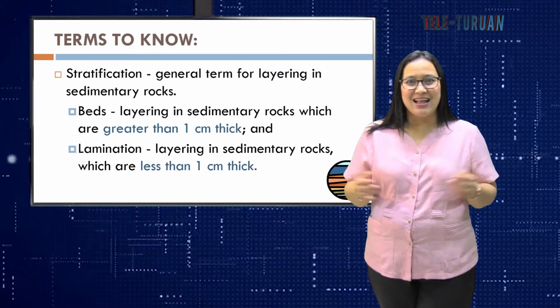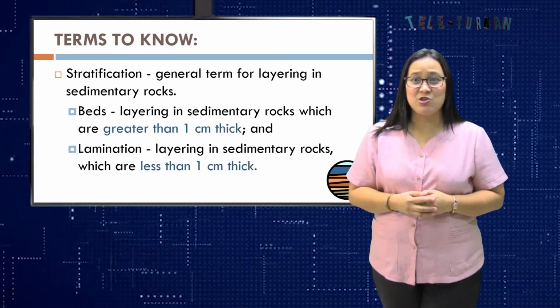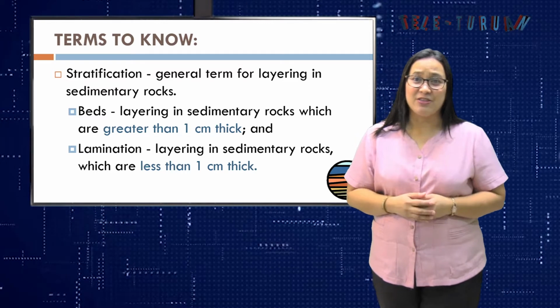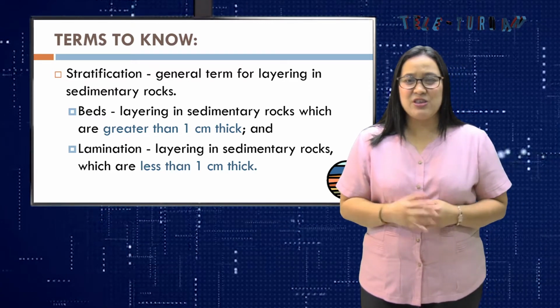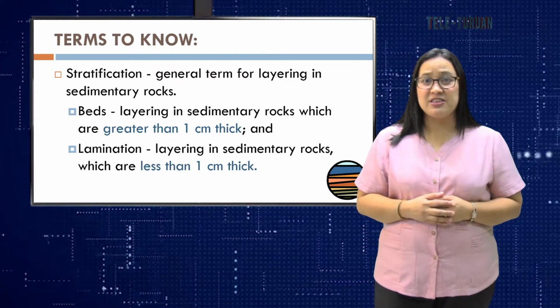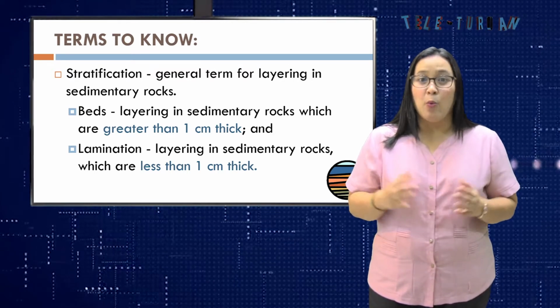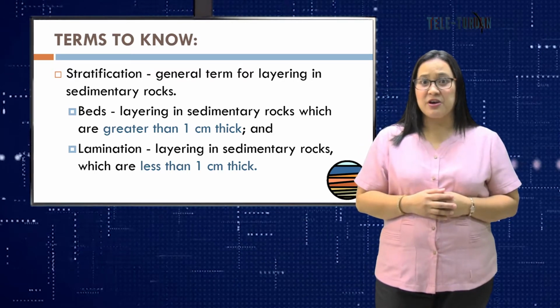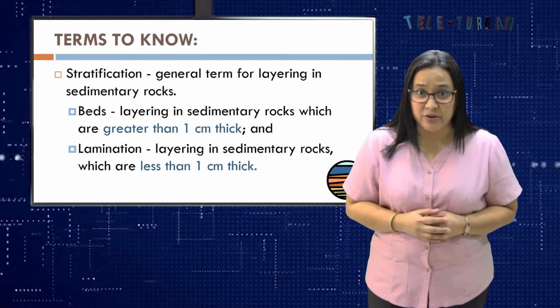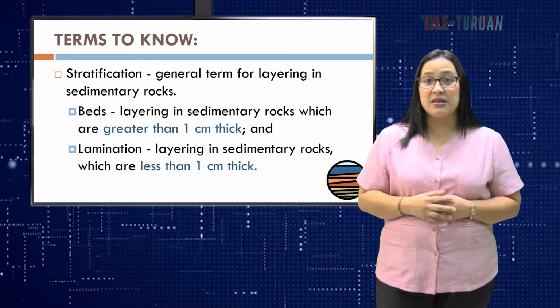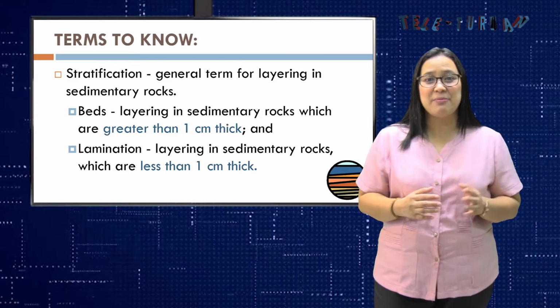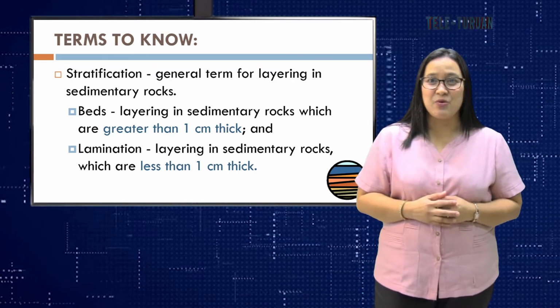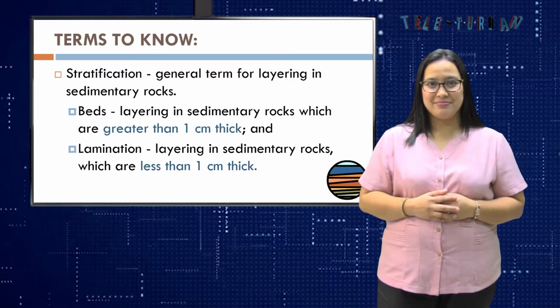But before that, let us define first what is stratification to help you better understand our lesson. Stratification is a general term for layering in sedimentary rocks. When layering of sedimentary rocks is greater than 1 centimeter thick, it is referred to as beds. While lamination is the layering in sedimentary rocks which is less than 1 centimeter thick.